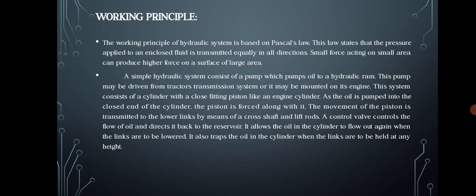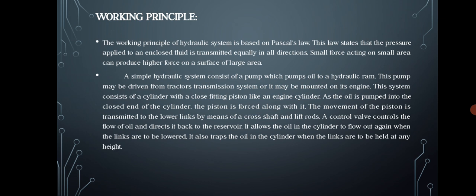A simple hydraulic system consists of a pump which pumps oil to a hydraulic ram. This pump may be driven from the tractor transmission system or it may be mounted on its engine. This system consists of a cylinder with a close-fitting piston like an engine cylinder. As the oil is pumped into the closed end of the cylinder, the piston is forced along with it. The movement of the piston is transmitted to the lower link by means of a cross shaft and lift rods.